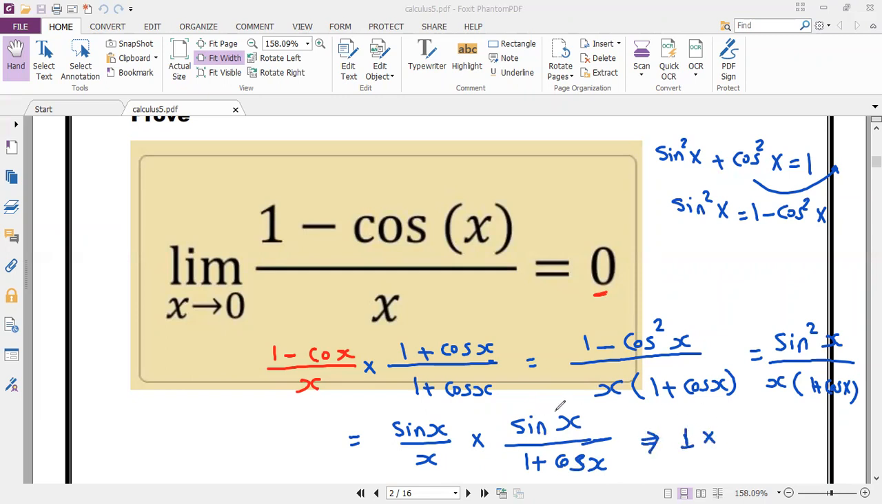Multiplied by, then it's direct substitution: sine 0 over 1 plus cosine 0. Cosine 0 is 1. Okay, so it will be 0 over 2, which is 0. 1 times 0 equals 0. So we reach a conclusion, which is the limit of 1 minus cosine x over x when x tends to 0 equals what? Equals 0.